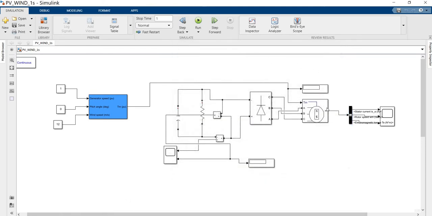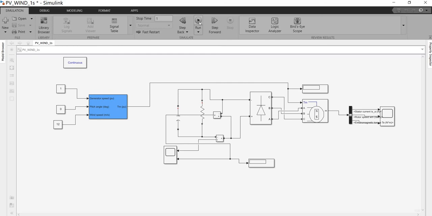So this is one of the very basic systems. Now we are going to see how it can be run and what the output voltage is. So now I am going to run the system.